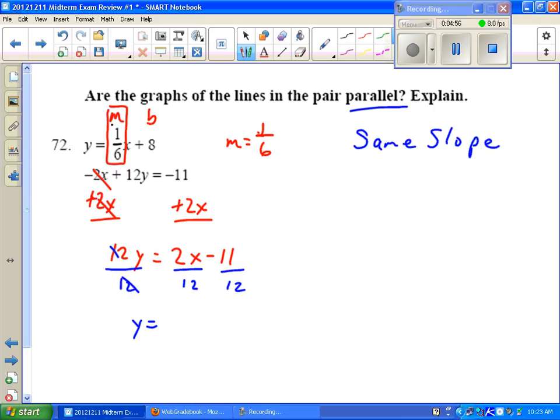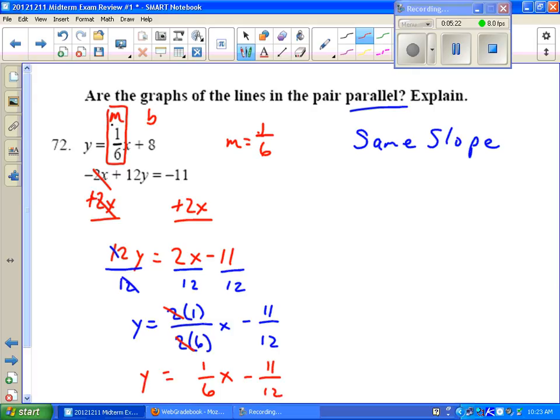The number 2 goes into both 2 and 12. So 2 times 1 over 2 times 6x minus 11 over 12. And then you could cancel these out, 2 divided by 2, which leaves you with your value here as 1 over 6. So 1 over 6x minus 11 over 12 equals y.